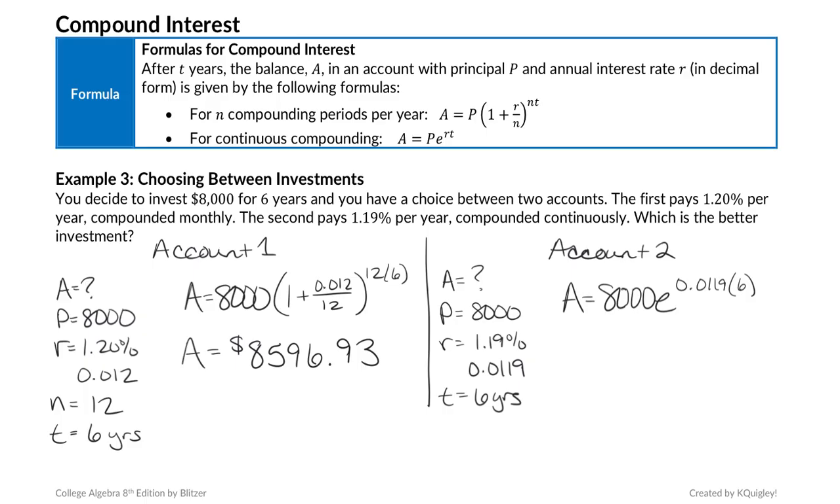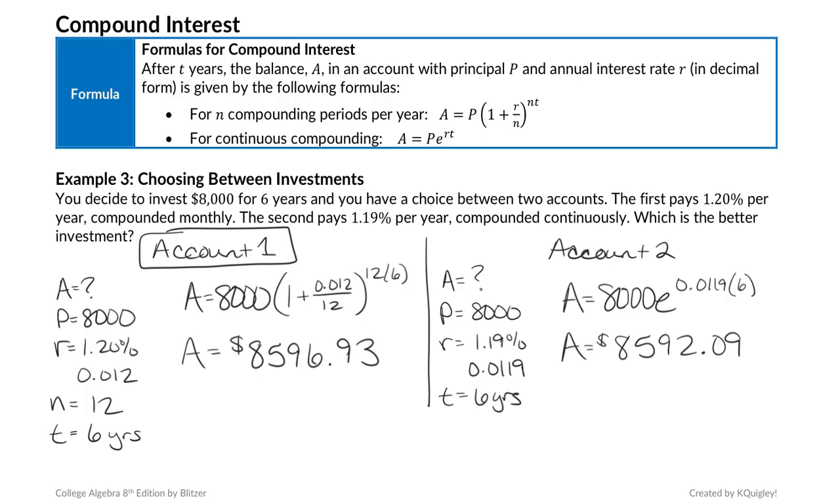We should have gotten that the amount in the account for account 2 would be 8,592.09. So just by looking at 6 years worth of investments, which one is technically the better investment? Account 1 is the better investment, not by much. And all of this would change if you planned to leave this money in the account for 12 years. You'd have to redo these numbers, changing the time to 12 to see if that's still the better investment.